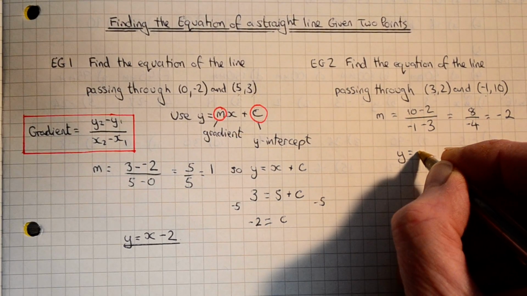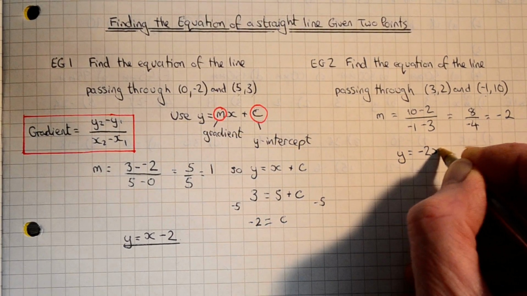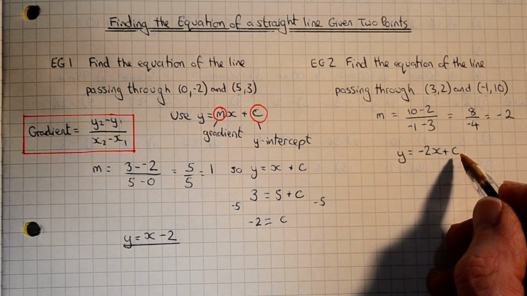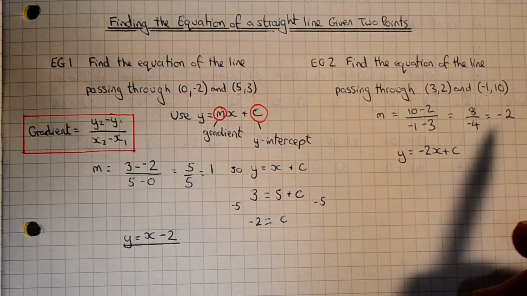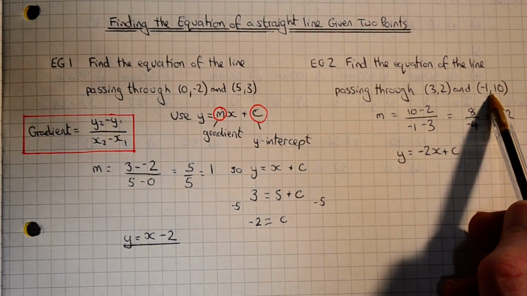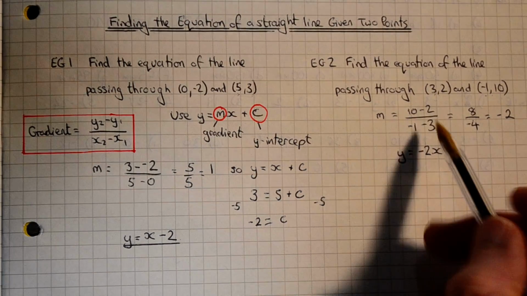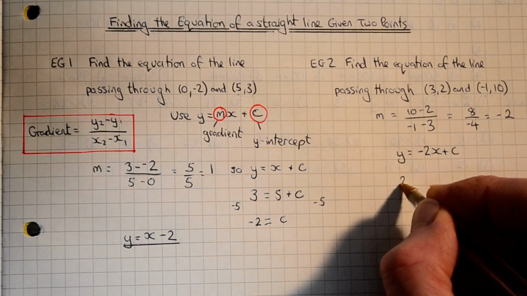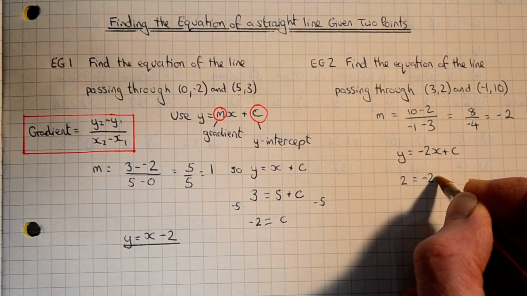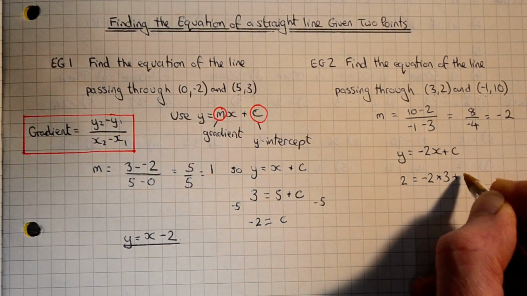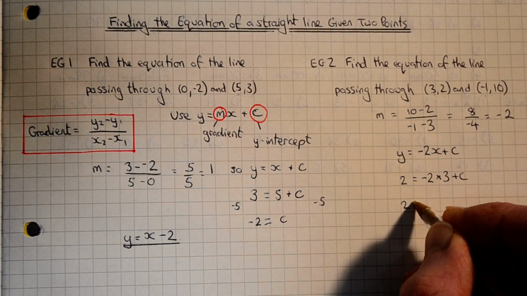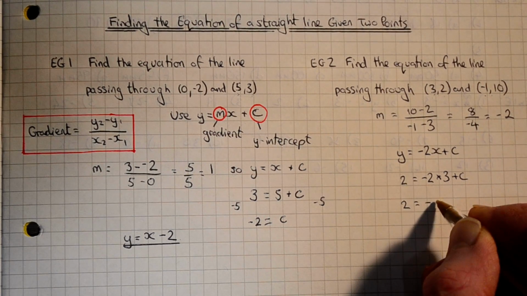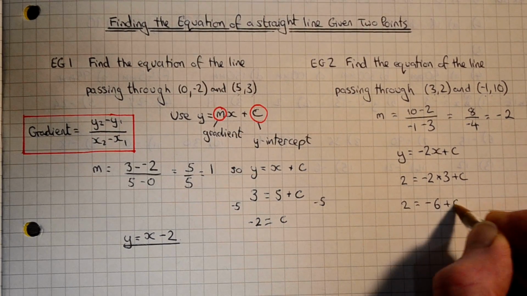We know y equals m times x plus the y-intercept. So we can choose either of these pairs of coordinates. Let's go for the 3 and the 2. So here the y value and the x value. 2 equals, that's times the x. Let's simplify that, minus 2 times the positive, it gives us a negative. So minus 6 plus c.